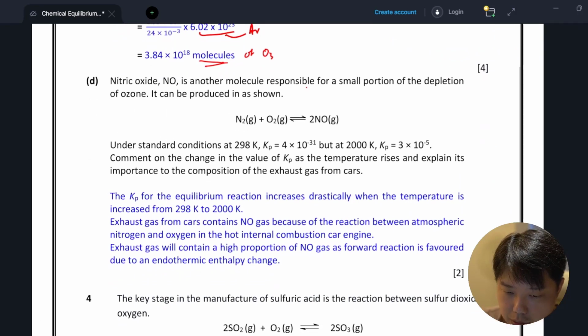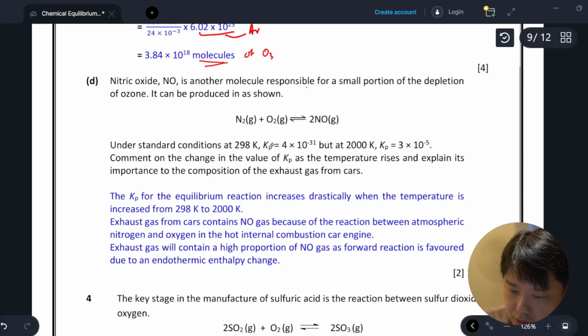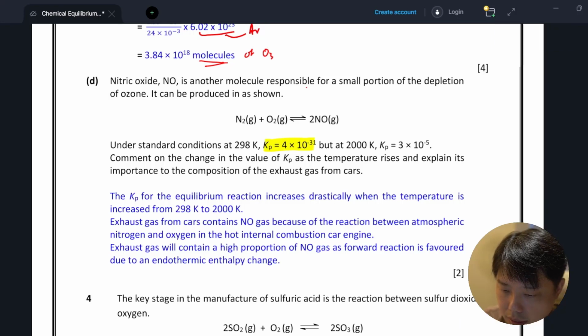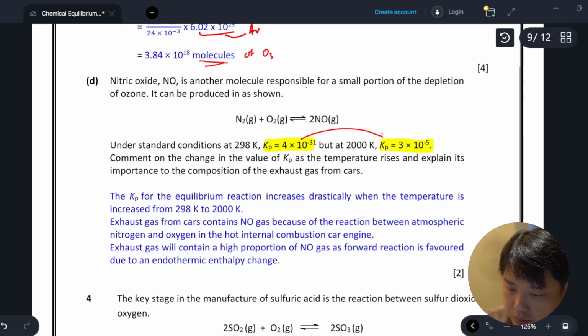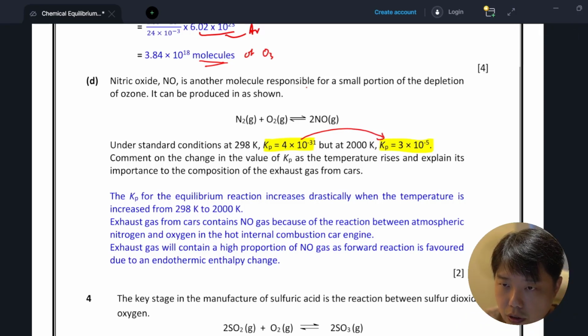Moving on to the last part. Nitric oxide, another molecule responsible, under standard conditions, Kp is given. At 2000 Kelvin, the Kp actually increases drastically, from 4 times 10 to the power of minus 31 to 3 times 10 to the power of minus 5. Comment on the change of the Kp as the temperature rises, and explain the importance to the composition of exhaust gas from cars. So if temperature increases and your Kp increases, what does it mean?